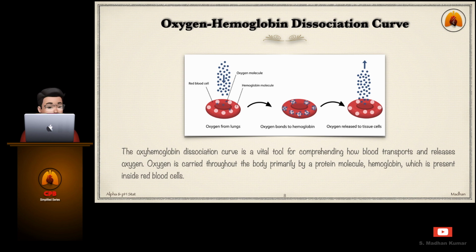Oxygen is carried throughout the body primarily by a protein molecule called hemoglobin, which is present inside red blood cells. Oxygen can also be carried by dissolving in blood plasma, but this dissolved portion constitutes only a very small portion of the total amount of oxygen transported in the bloodstream. Only 2% of oxygen in the bloodstream is dissolved directly in the plasma, compared to 98% of oxygen in the protein bound state to hemoglobin.